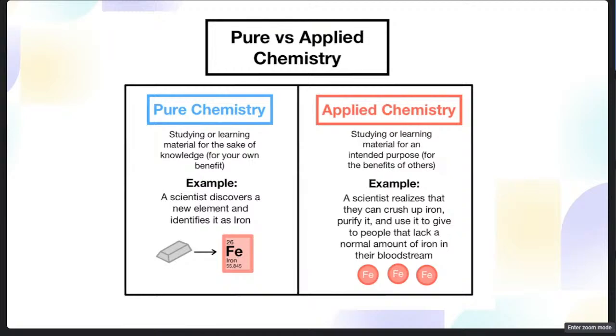Let us suppose pure chemistry. If I say pure chemistry, you are doing something entirely new, you are inventing something, a novel invention. Suppose you have invented iron, a metal. That refers to pure research, or pure chemistry. Now you can see the example written here: the scientist realizes that they can crush up the iron, purify it, and give it to people who lack a normal amount of iron in their bloodstream.